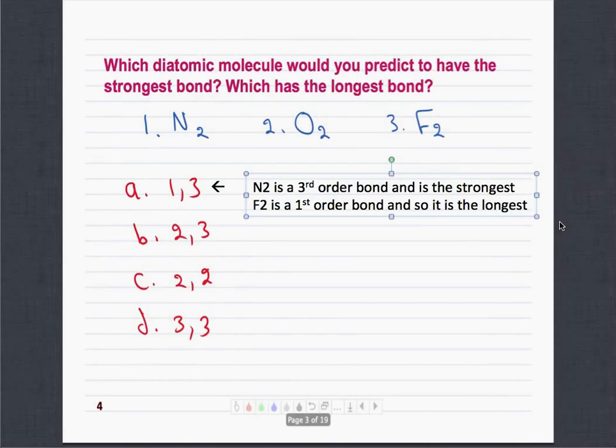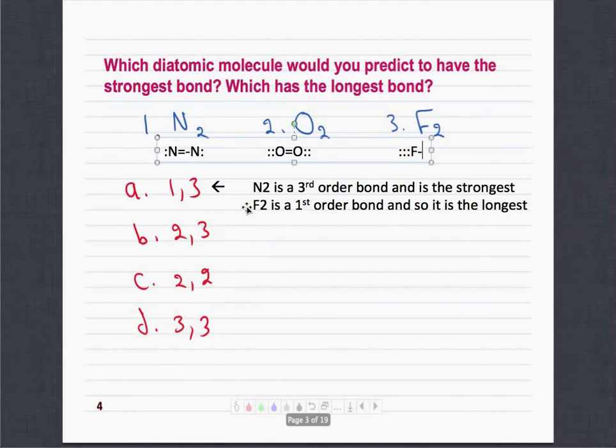The way that you have to handle such questions is, the first thing, draw the Lewis structure, because the strength and the length depend on whether it is a double bond, triple bond, or single bond. From just looking at the molecules, it's hard to predict. You need to draw the Lewis structure. So this is the Lewis structure of the nitrogen, this is the oxygen, and this is for the fluorine. The bond order for nitrogen is 3, the bond order of the oxygen is 2, and 1 for the fluorine.